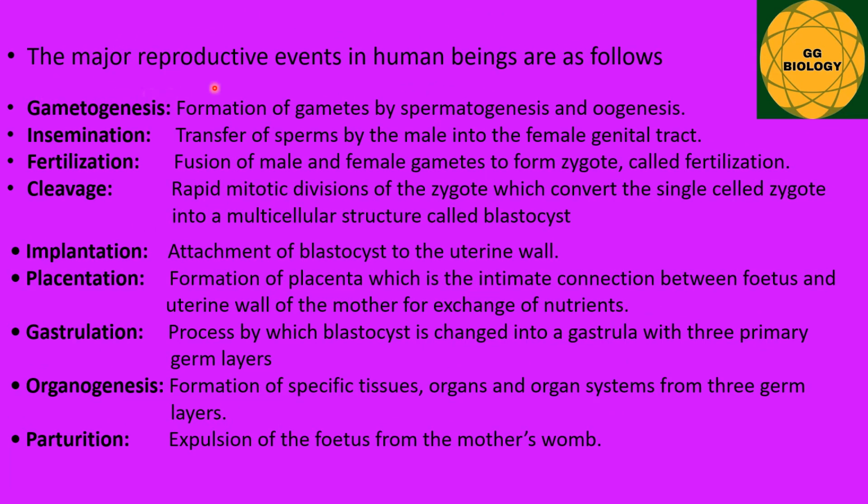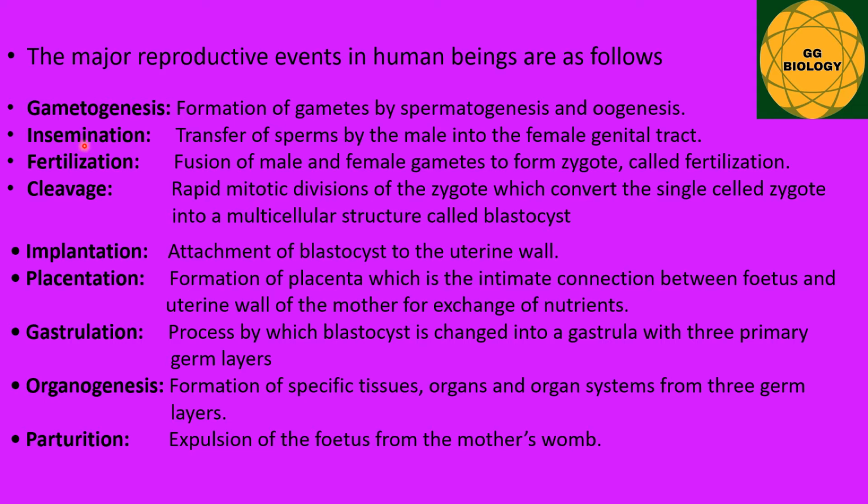The major reproductive events in human beings are as follows. Gametogenesis. Formation of gametes is a process called gametogenesis. Spermatogenesis and oogenesis are brought together by the process called gametogenesis. Spermatogenesis occurs in males and oogenesis occurs in females. So formation of these both gametes is usually called gametogenesis.